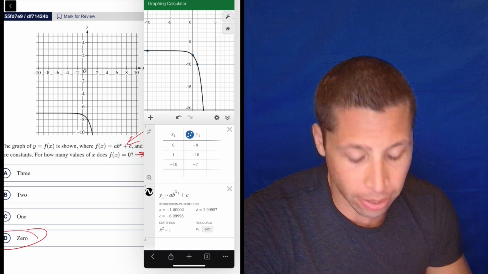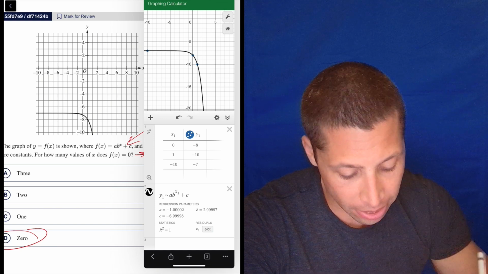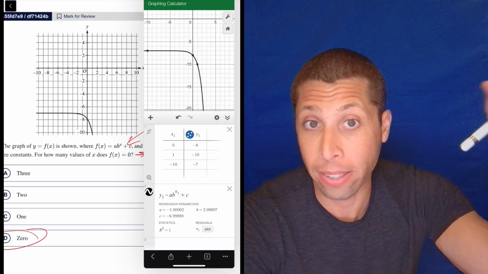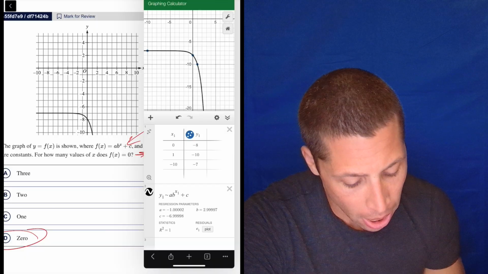We have y1, that tilde means we're doing a regression. AB to the x1 plus c. The x1 and the y1 is telling it to go to the points that I just put in the table. I have a whole lesson on the custom regression, so you should check that out.